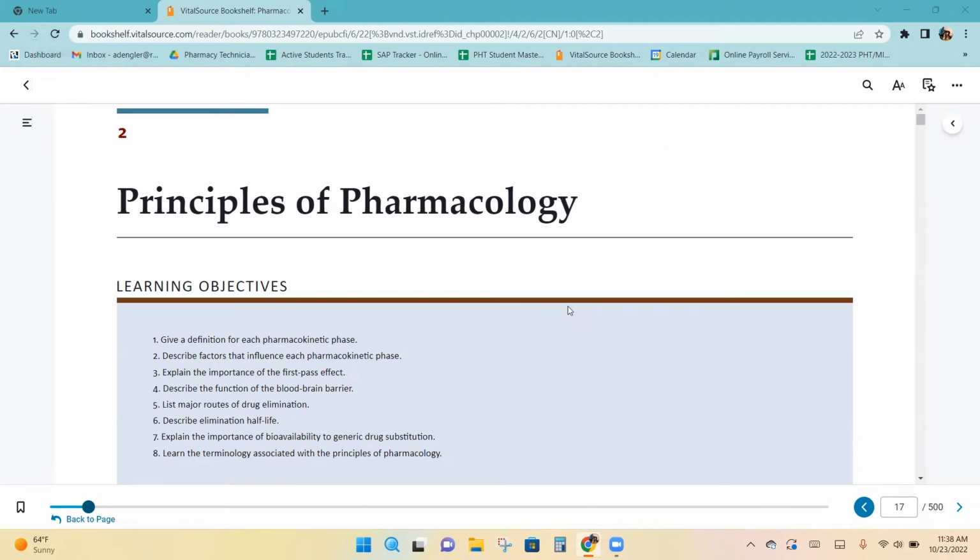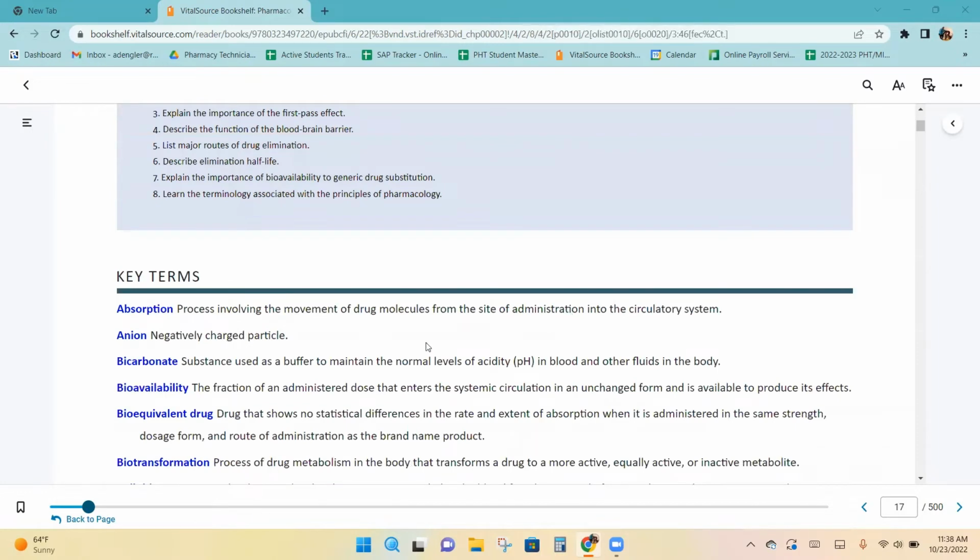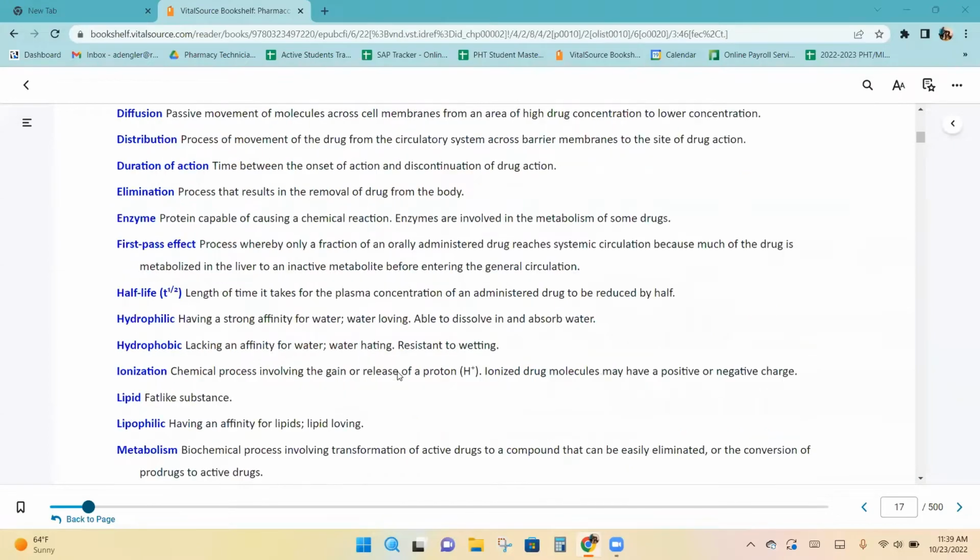Chapter 2, Principles of Pharmacology. We'll skip over the key terms because we will cover them throughout the chapter.